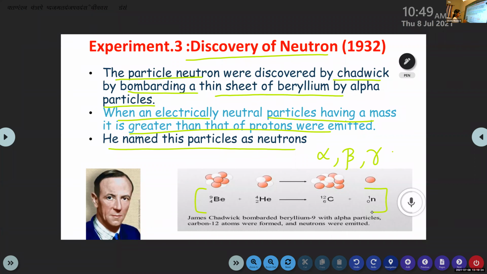So it is bombarded with alpha particles. Alpha particles are equal to helium ion, that's why here we have written He, helium. And here 0N1 represents the neutron. That's it. So that's about the discovery of the third subatomic particle, neutron.